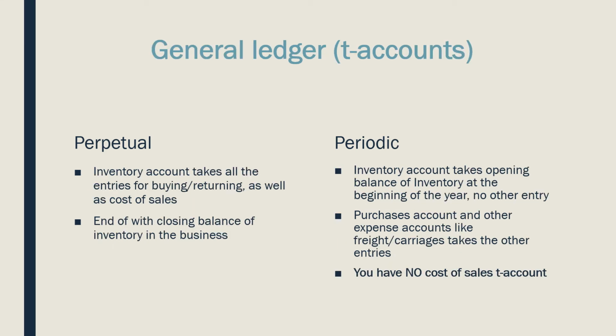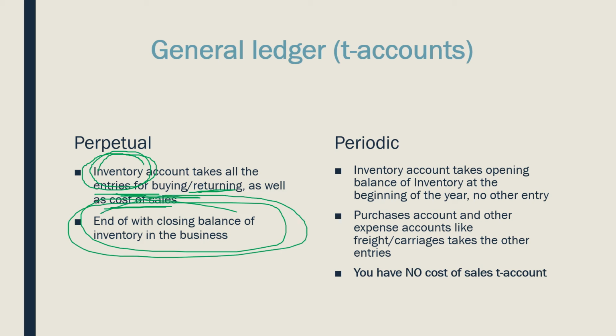Then over to your T accounts. In the perpetual system, we have an inventory account that's used quite often, where we put in debit entries for buying, credit entries for returning, and credit entries for cost of sales. And we have a closing balance. That closing balance represents the value of our stock. Because remember, if you look at this first bullet point, we booked in all the purchases, all the returns, and all the sales. So the inventory account basically ran our stock levels throughout the month, or all the months throughout the year.